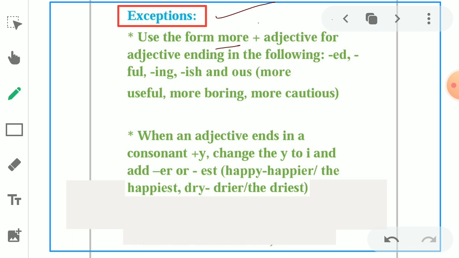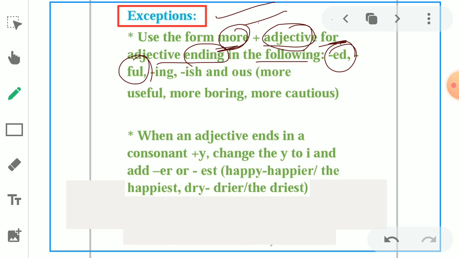Use the form more. What do we have to use? We have to use the form more along with an adjective. For adjectives ending in the following, we have to use more along with the adjective: the adjectives which end with ed, ful, ing, ish, then ous. So when there are these adjectives, we need to use the more form. For example, more useful.